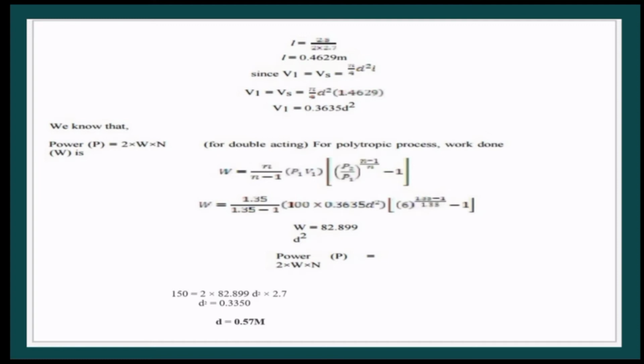For the power formula, 2 times work times N. Substitute 150 is equal to 2 times 82.899 D squared times 27. Then transpose or cross multiplication, D squared is equal to 0.3350, or D is equal to 0.57 meter.